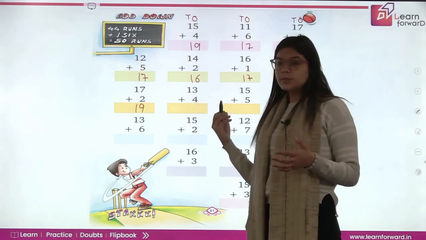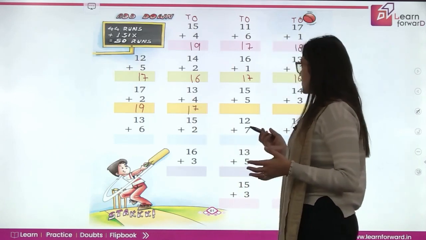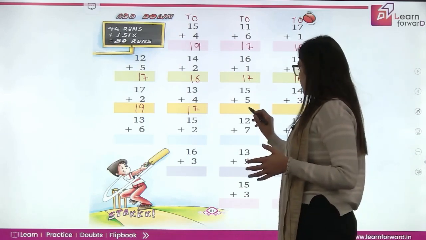3 plus 4. 3 plus 4 is 7. And 1 that is 17. 13 plus 4 is 17. 15 plus 5. So 5 plus 5 is 10.